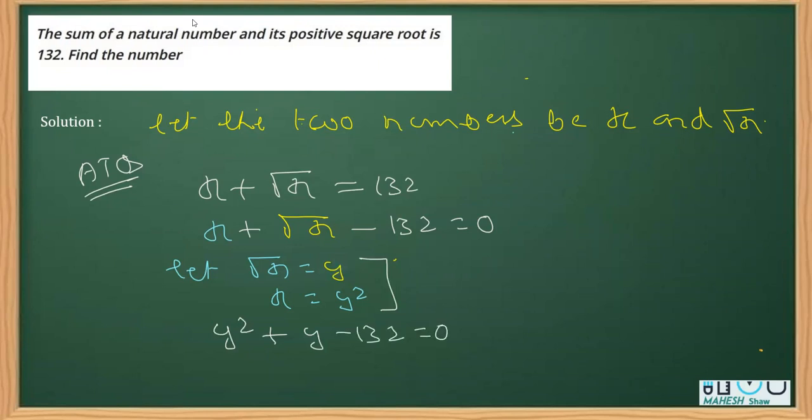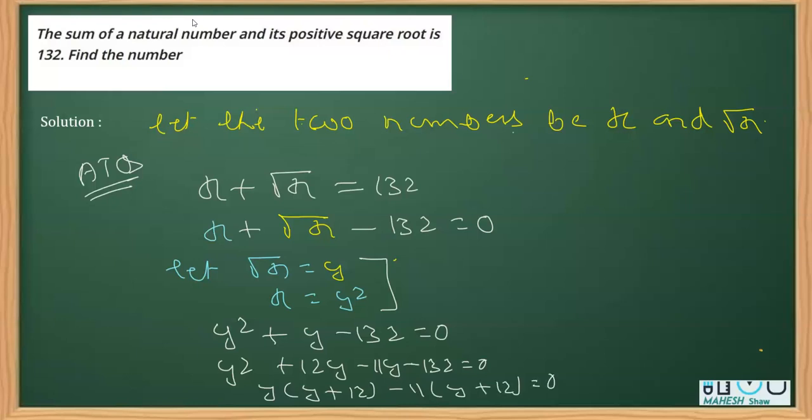Now you see we got a quadratic equation. From 132, which is 12 into 11, I can split this 1y as 12y minus 11y, so y squared plus 12y minus 11y minus 132 equal to 0. So y is common from the first two, so it is y plus 12. And I take minus 11 common from the last two. So again, y plus 12 equal to 0.